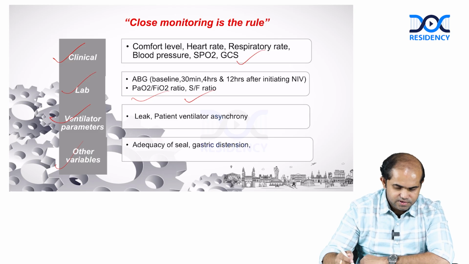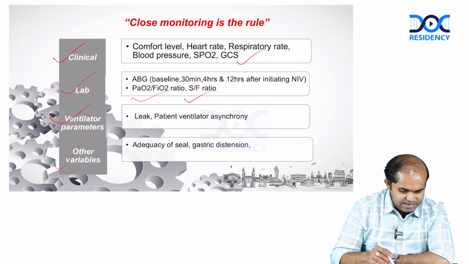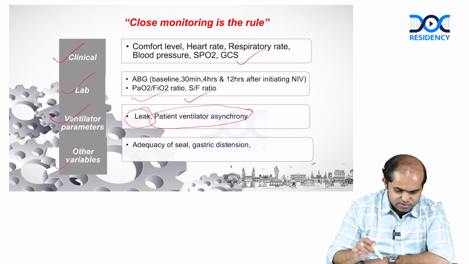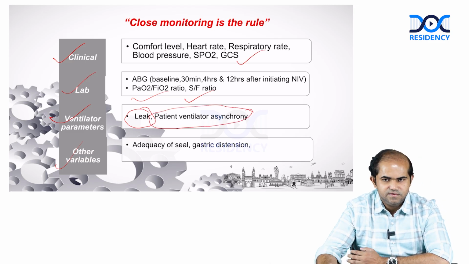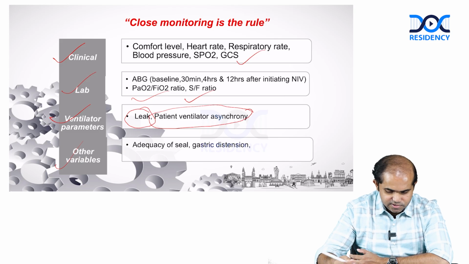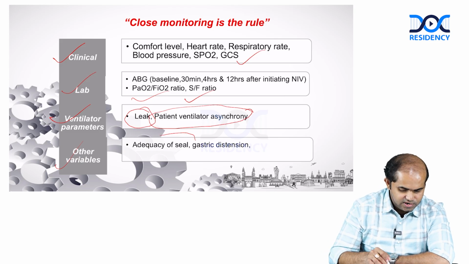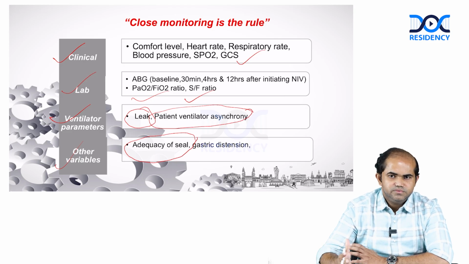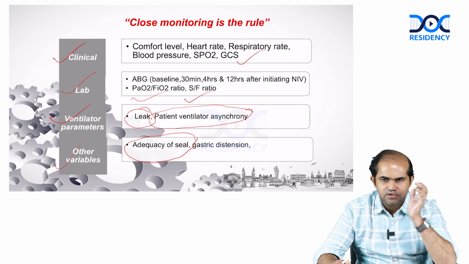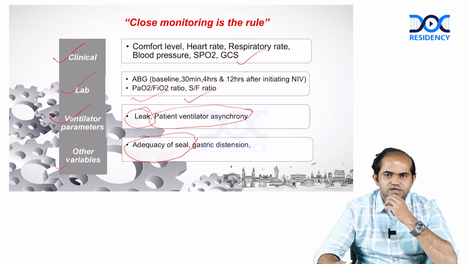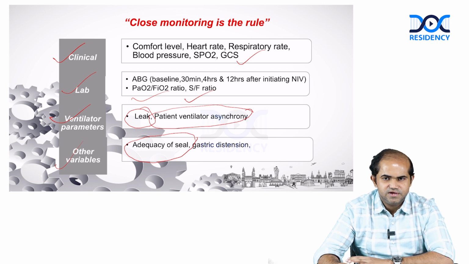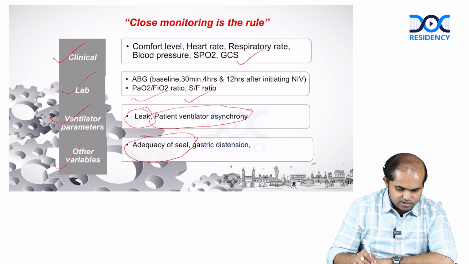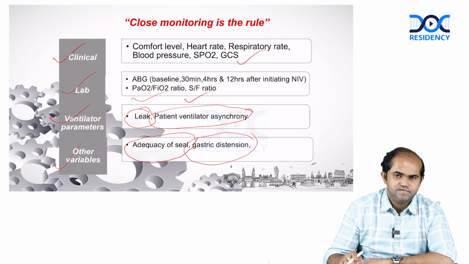Among the other ventilator parameters, the main thing with NIV is the leak. There will be a significant amount of leak, and there will be patient-ventilator asynchrony. So you have to stand at the bedside carefully whenever you put someone on NIV. Among the other variables, you should check that the NIV is adequate, the seal is adequate, and it's properly fitting. Most of the time when we put on the NIV, the child moves or tries to pull it off, the seal is inadequate, and it will cause significant leak, and all the gas will be swallowed into the stomach, causing significant gastric distension and worsening of the respiratory distress.